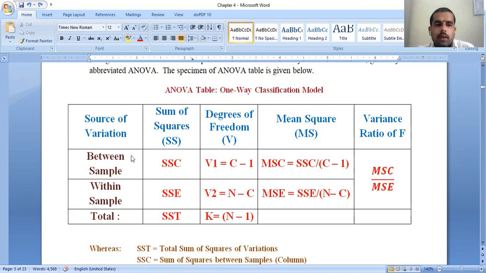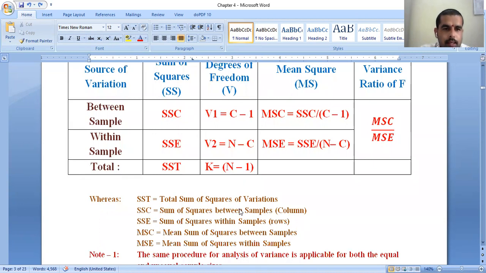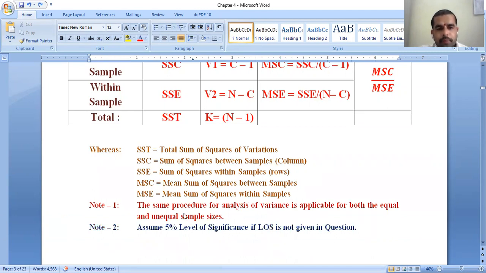Then after between samples and within samples, SSC plus SSE is equal to SST, that is the total. Then the degrees of freedom is N minus 1. Already we discussed what SST, SSC, SSE, MSC and MSE are. Note number 1: the same procedure for analysis of variance is applicable for both equal and unequal samples. Note 2 says to assume 5% LOS, that is level of significance, if nothing is mentioned in the given question, whether it is 1% or 2%.